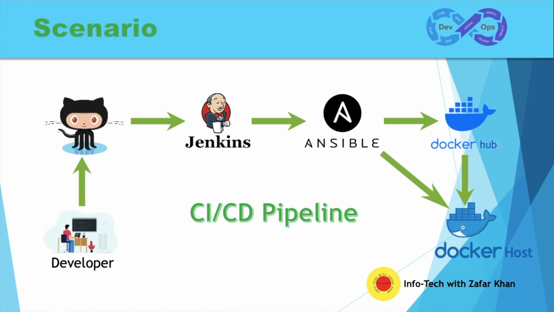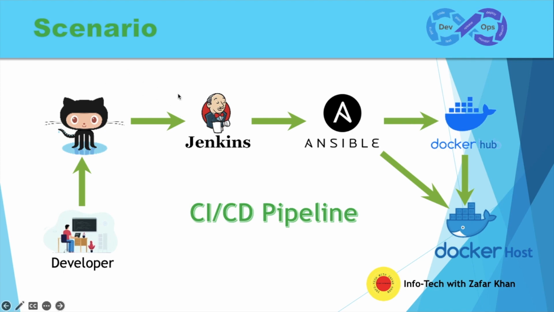Sometimes what happens in big industries, the developer writes source code in a centralized location and they share the URL for the Docker file. Then a DevOps engineer who has some knowledge of Docker and Docker files will write a Docker file, include that URL which is shared by the developer in the Docker file, then commit and push it into the GitHub.